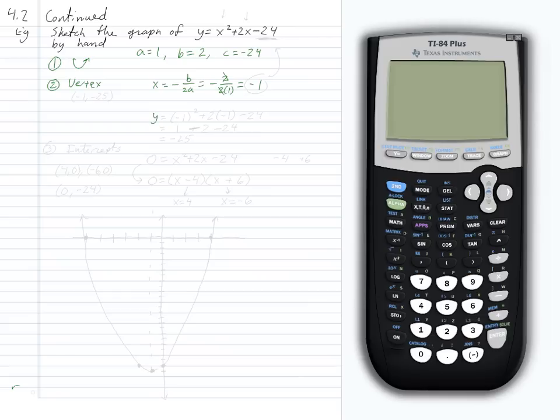And then y is going to be nice. We just plug negative 1 back into our function to find y at this point. Negative 1 squared plus 2 times negative 1 minus 24. Negative 1 squared is just a 1. Negative 1 times 2 would be minus 2, minus 24. So it looks as though our y-coordinate is negative 25. Alright, then we'll get into finding all of our intercepts.